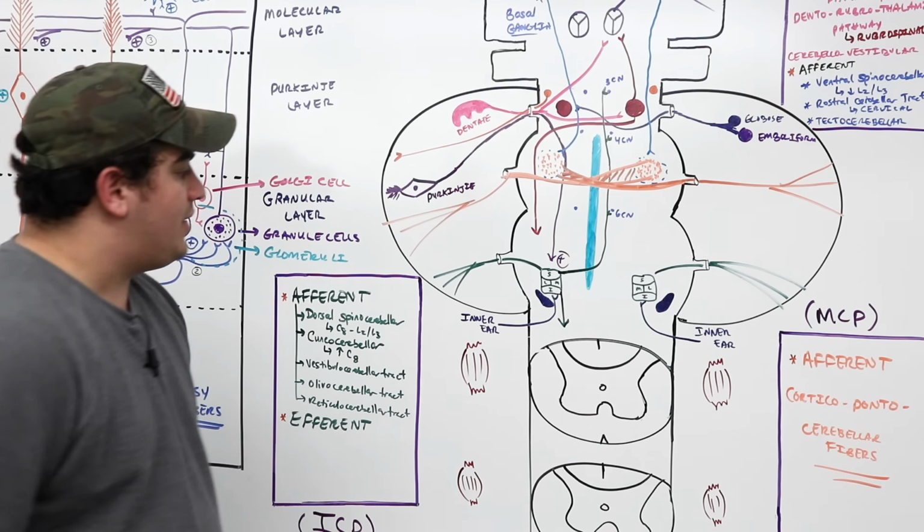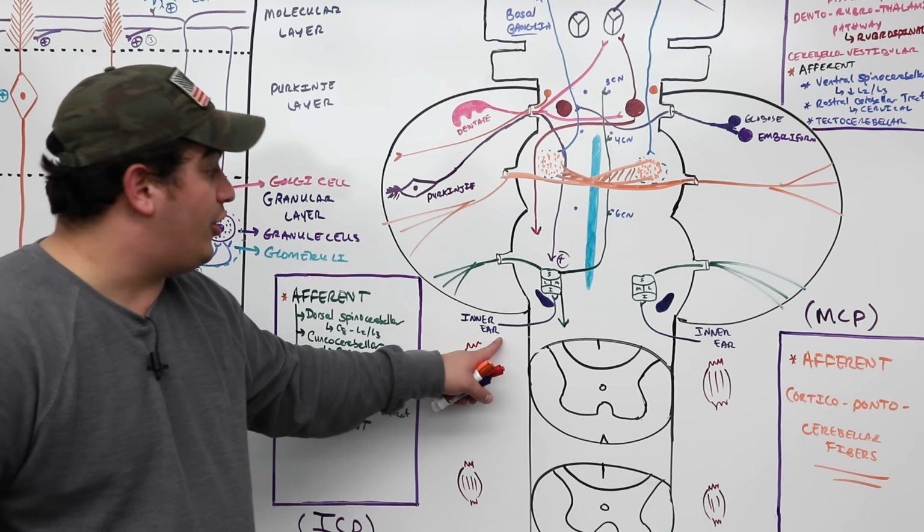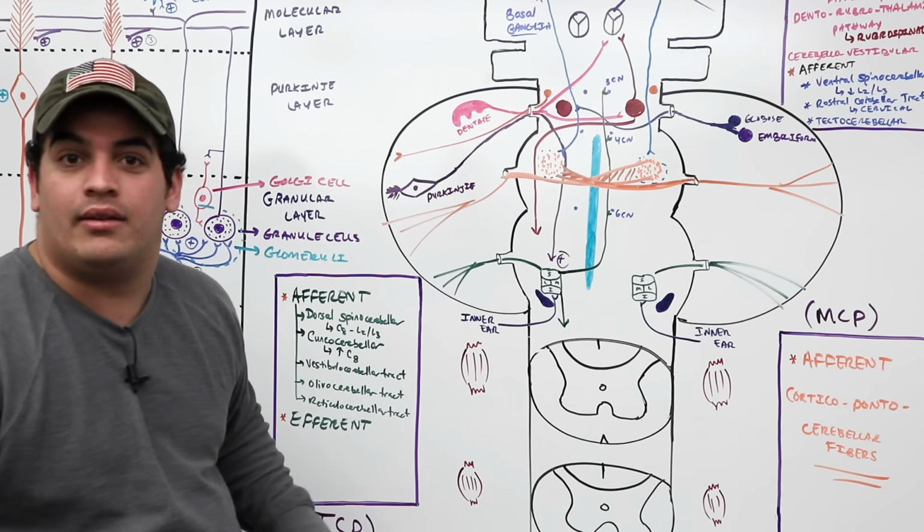Another interesting thing is there's actually been research that shows that the fibers from the vestibulocochlear nerve can actually go directly into the actual cerebellum.